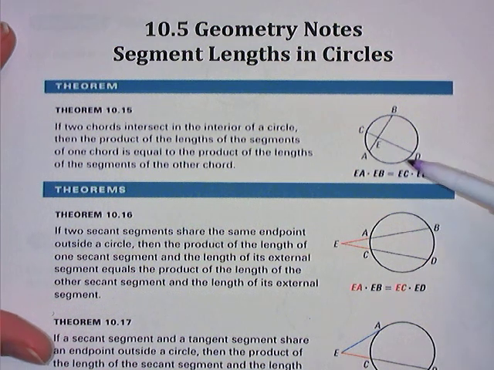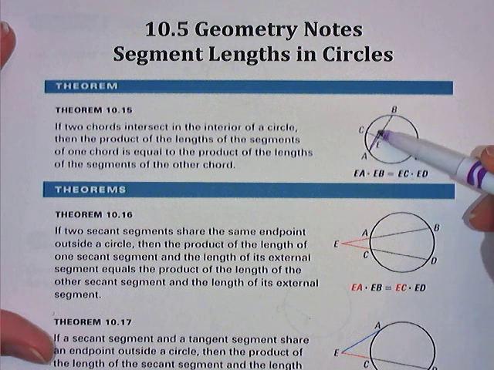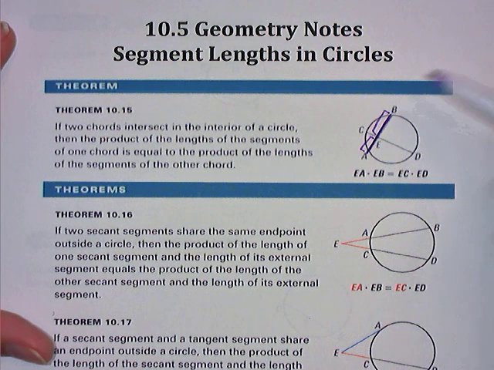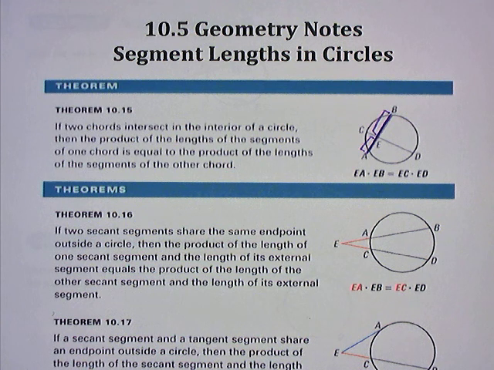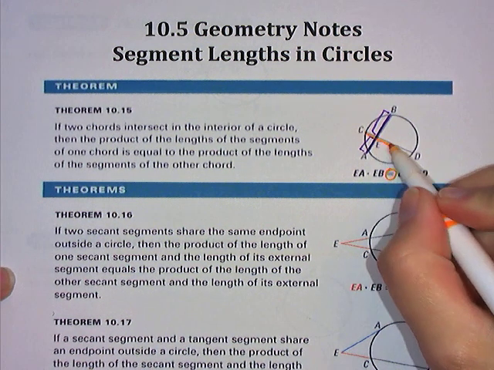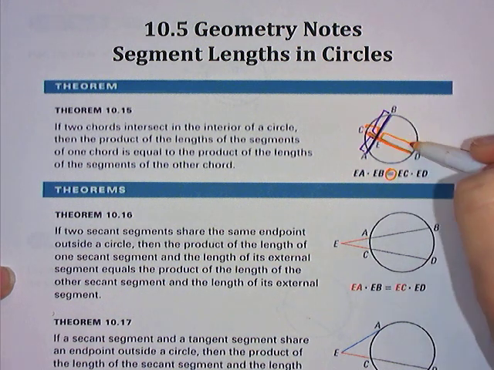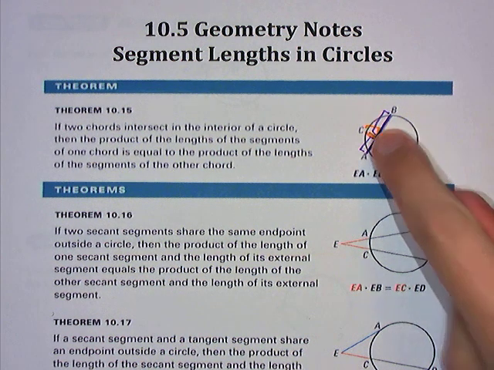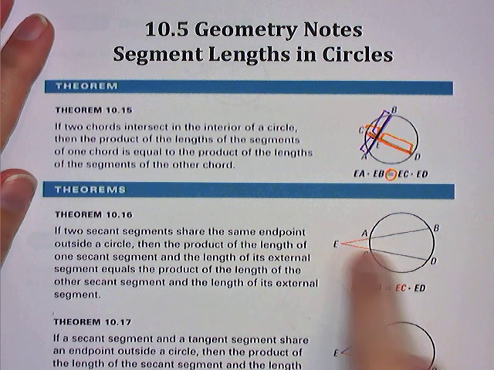You could have two chords, and in that case you take one of the chords and you multiply each of those pieces together. So EA times EB. Then you take the other chord and you do the same thing and you just set them equal. So on this one, EC, this little piece, times ED. That's if you intersect inside that circle. Two chords.